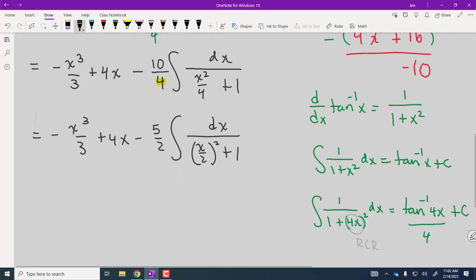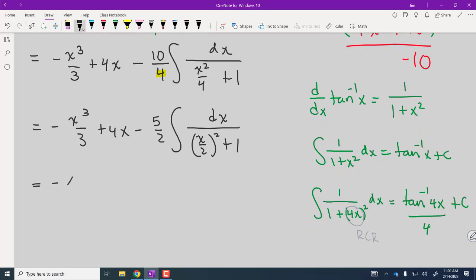perfect. Now we can just use the fact that we know it's an inverse tangent and we have an RCR, we don't have to memorize whether there's a coefficient or not. It's just going to come out in the wash. So we're going to have 5 halves. I'm going to leave a little space for RCR. This is going to be inverse tangent of x over 2.